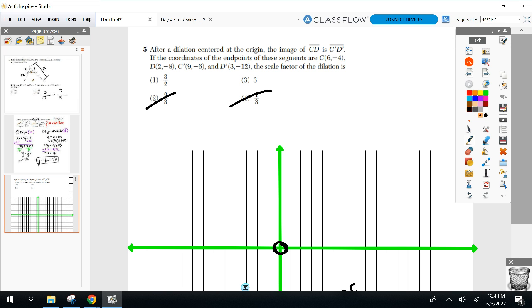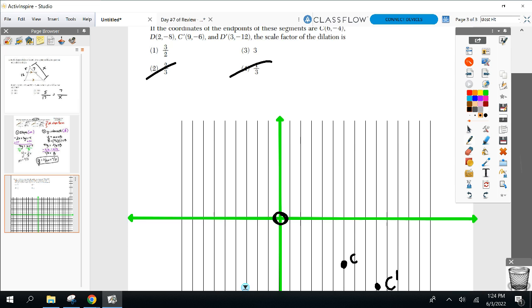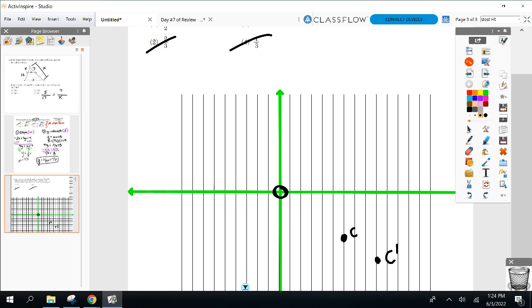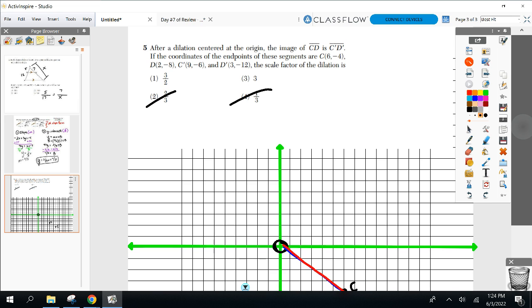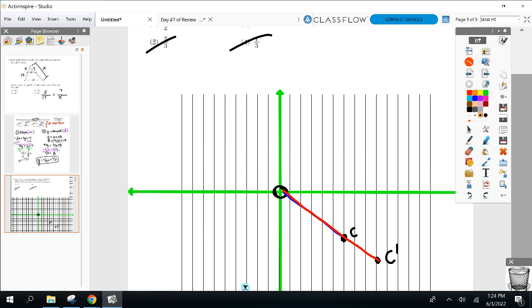Because scale factor bigger than 1, I get further away. Scale factor less than 1, I get closer to my point I'm dilating around. So now is it 3.5 or is it 3 that I'm dilating by? Well, I got to figure out how this distance compares to that distance right there. Is it 3 times further or 1.5 times further away? I'm sure you could take a look at it and it's going to be 1.5.